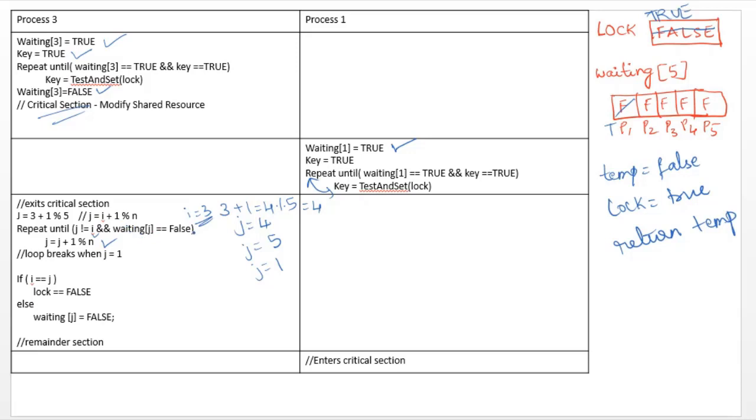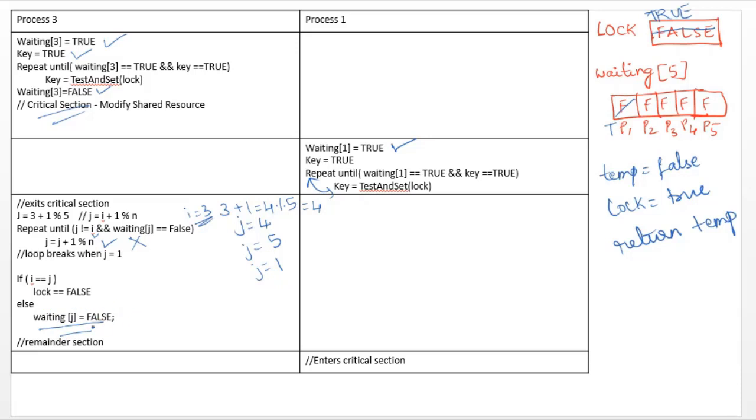Waiting of j is equal to false. Waiting of 1 is equal to false. Now the condition fails because waiting of 1 is true, because process 1 is waiting to enter its critical section. So it has already set waiting of 1 to true. When it gets that, this while loop breaks. When the loop breaks, now again we will check the condition if i value is equal to j. No, because i is 3, j is 1. Then we are going to execute the else part.